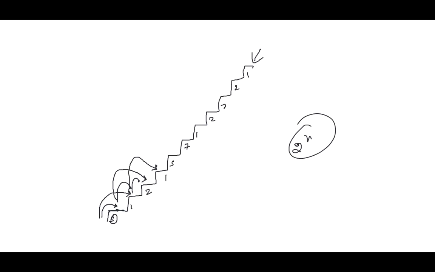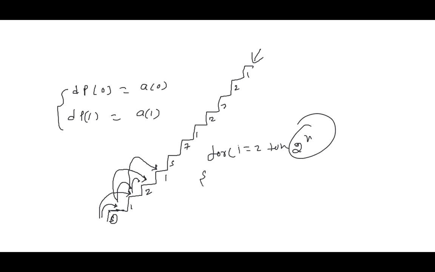Okay, so let me quickly solve this. The first thing is this array. So dp of 0 would be a of 0, and dp of 1 would be a of 1, because here we don't need to find the maximum one. So those would be the two initial conditions. Now for i equals 2 to n, what do we need to do? What would be the formula for dp of i? Anyone want to explain?